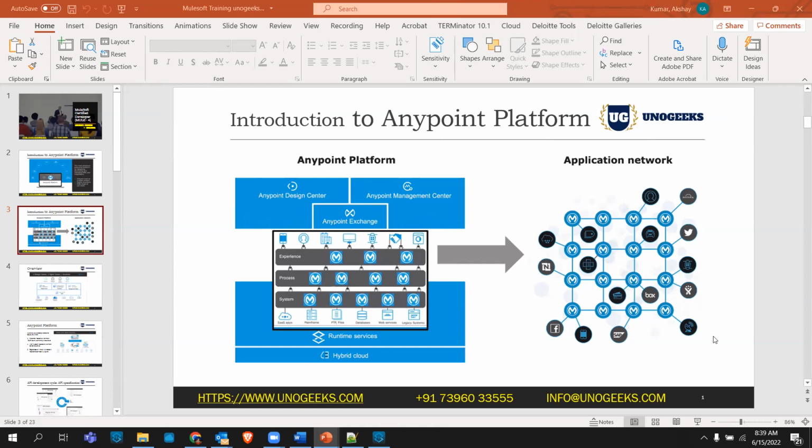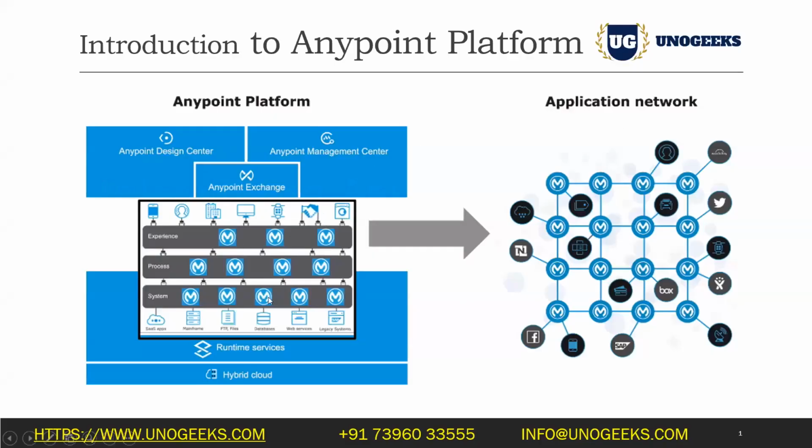Okay. So this is how an API platform looks like. Here all our APIs, our system API, process API, experience API, everything is deployed in our runtime services. And it looks like this. One application is a flight application I have deployed. The other application can be a hotels application where you get to book hotels. Another application will be a train application where you can easily book trains.